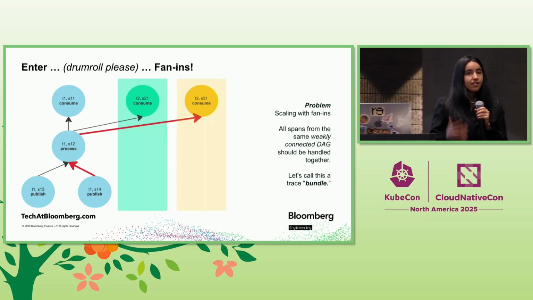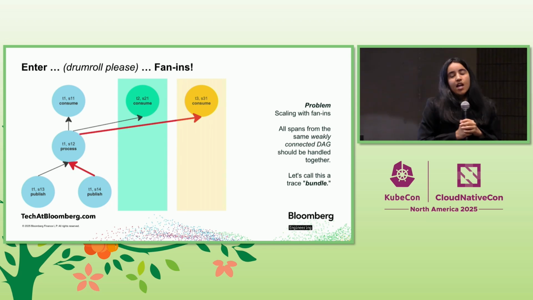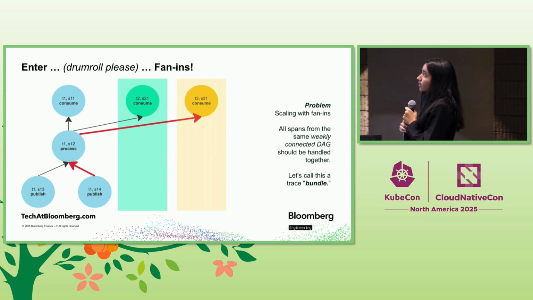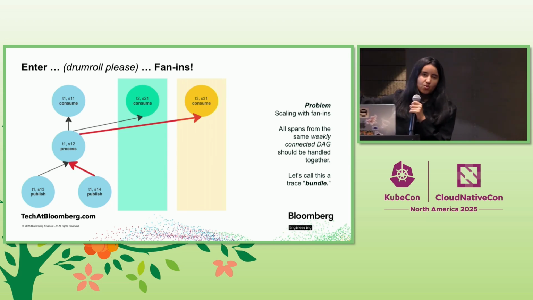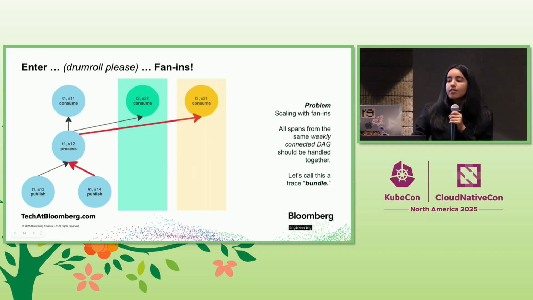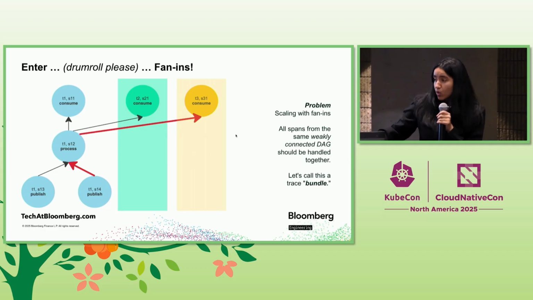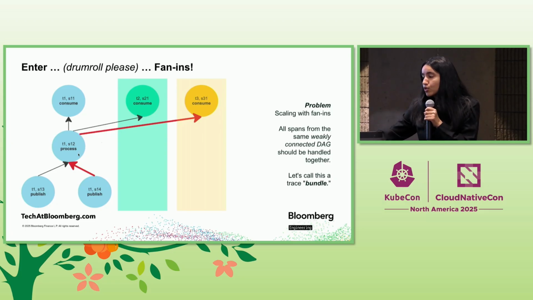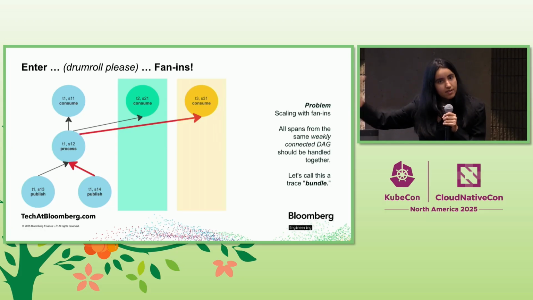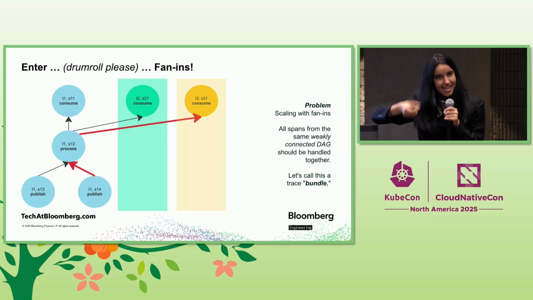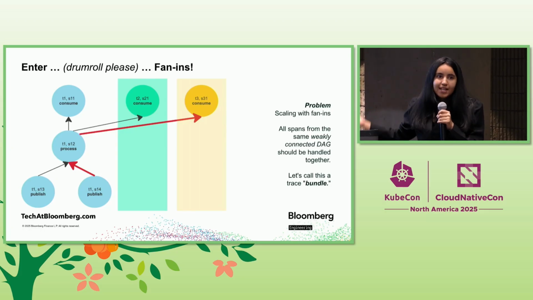Drum roll, please, because of fan-ins. Why is that? As you see, there is a path highlighted in red here, right? So this is a valid path across which I want a latency. I want to see how long it takes to go from this consume to this publish. I cannot run a DFS across 3 different traces that are connected to each other if I don't have access to them in the same Dagger pod.